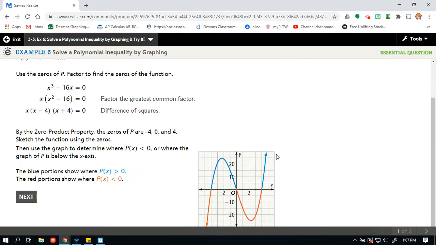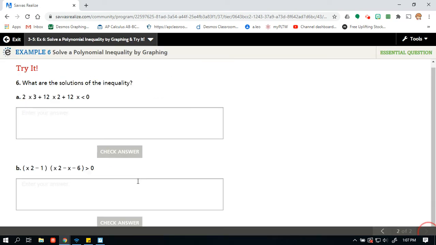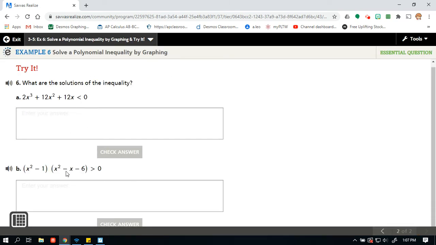So the blue portions are greater than 0. The red portions are less than 0. So the solutions are x is less than -4 or 0 less than x less than 4. All right, so you have to do that twice. Notice the operands. You can, again, set this equal to 0 to find your zeros and then determine where it's greater than 0 or less than 0.